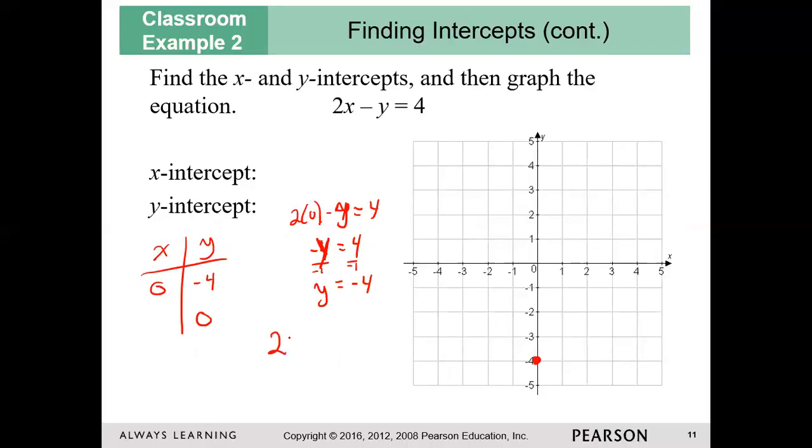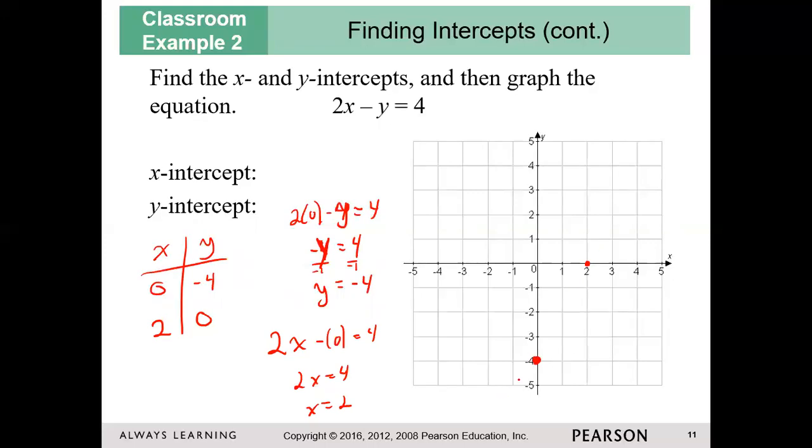So 2x minus 0 is equal to 4. So 2x is equal to 4. X is equal to 2. So when your y value is 0, so you're not going up or down at all, you're actually staying right here on this x-axis. And where on that x-axis is going to be at positive 2.